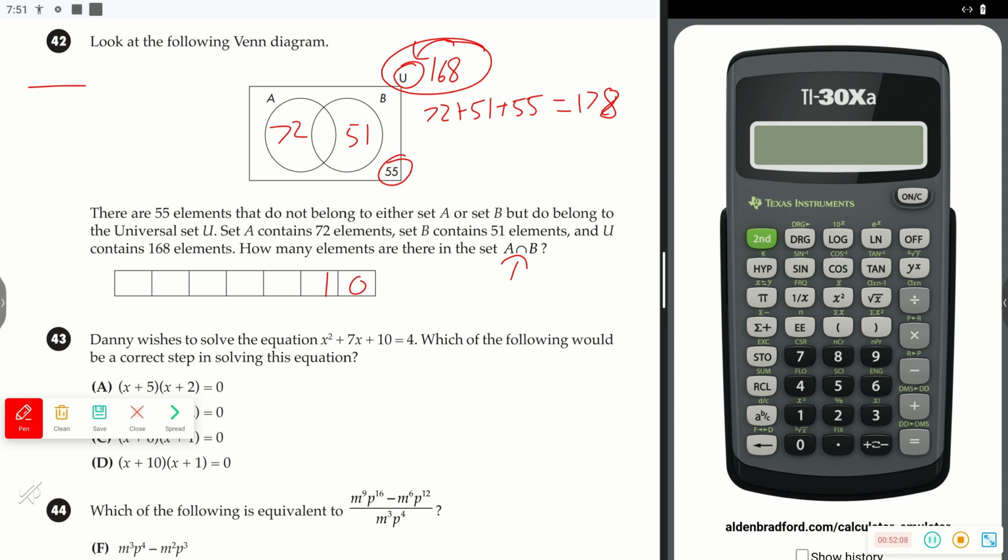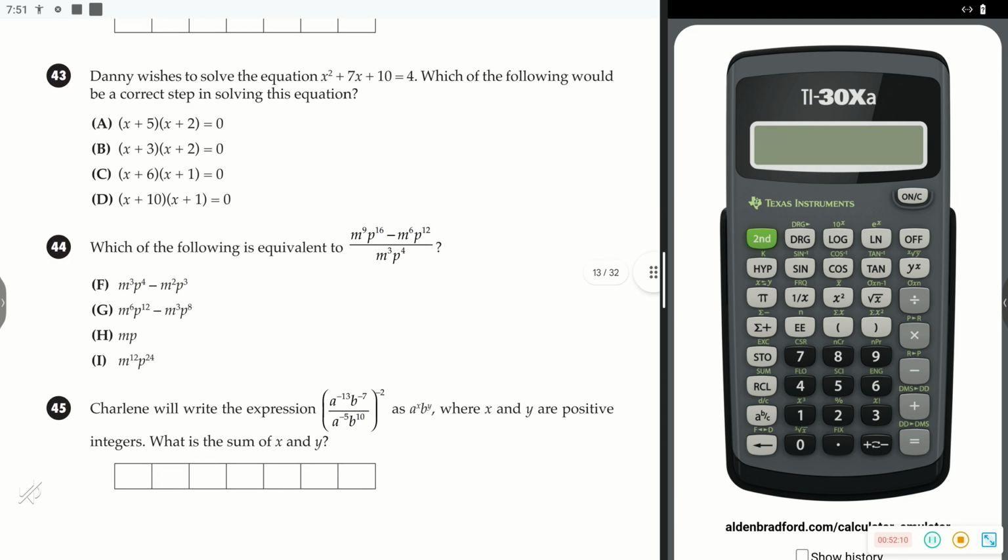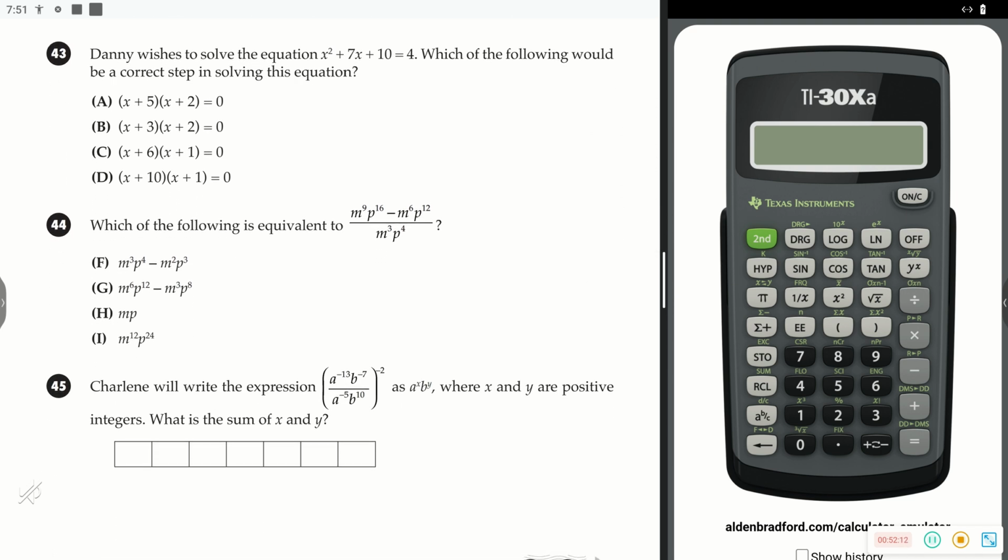Let's go on to number 43. Danny wishes to solve this equation. Which of the following would be the correct step in solving this equation? I'm not going to lie, the first time I solved this, I got it wrong. And it's because this is a quadratic equation, but it's not in standard form because it does not equal 0. So I just solved this and I assumed that this was 0, which was really silly. So before you start solving, don't just rush through the test. Look really carefully to make sure that you're in standard form before you start.